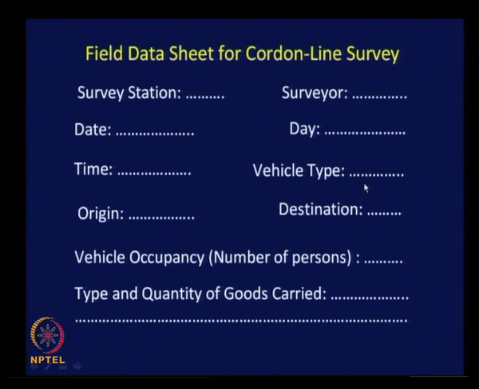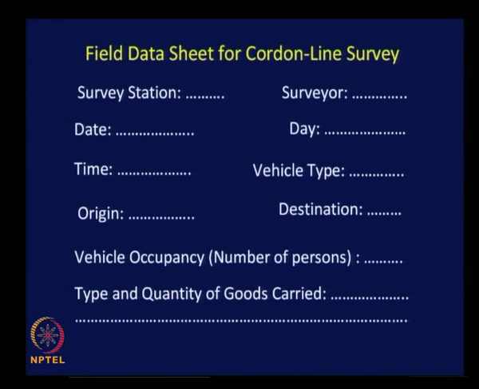Please note that the surveyor can enter the details in the first 6 aspects before the vehicle comes to a stop, to save time. The information to be filled after stopping the vehicle is only origin, destination, vehicle occupancy, and type and quantity of goods carried. Quantity means you should not insist that the driver give the kilograms of goods being carried. You can simply give 2-3 options: empty, quarter full, half full, 3/4 full, or completely full. That is good enough for our purpose.